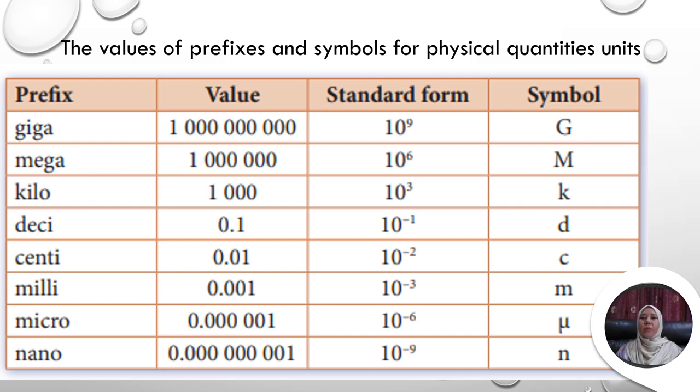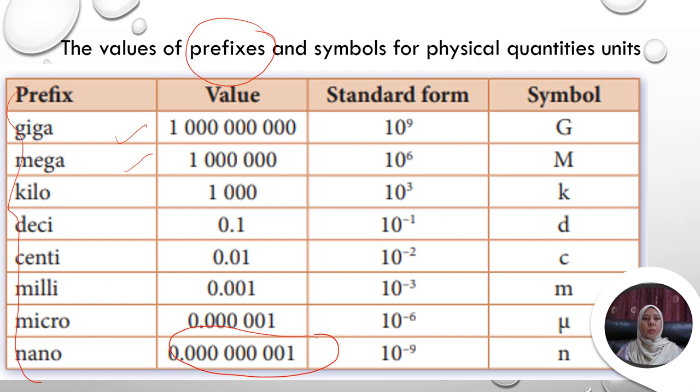What if we have a very small number like 0.000325, or a very big number like 3000? So, we use prefixes to simplify the way we write the value. These are called prefixes. We have giga, mega, kilo. Kilo is one of the very common prefixes that we use. Deci, centi, as in centimeter, the centi is prefix. Milli, as in millimeter, the milli is prefix. Micro and nano. Nano is a very small value. Look at the value here.